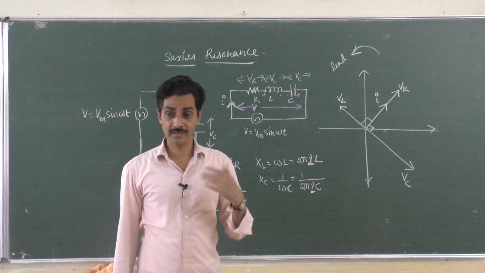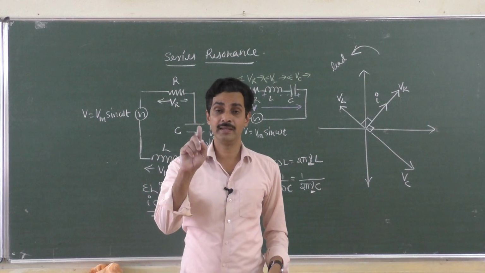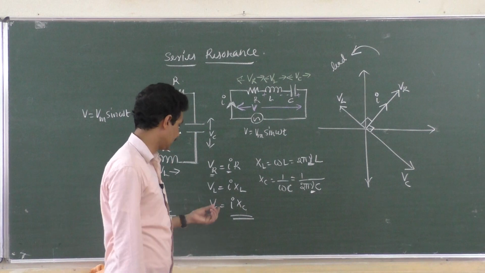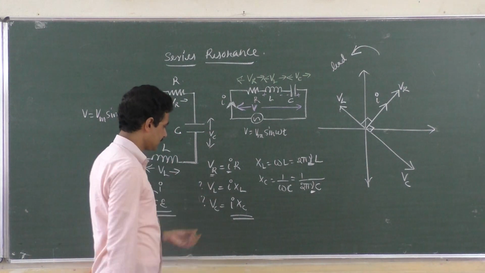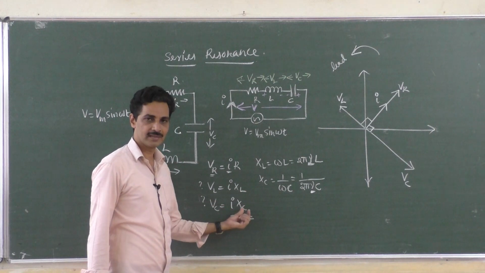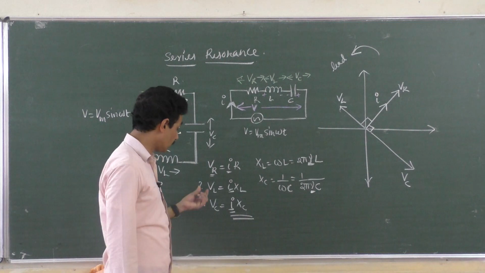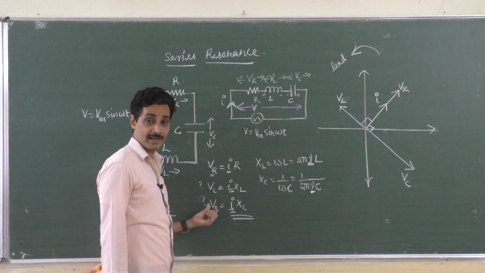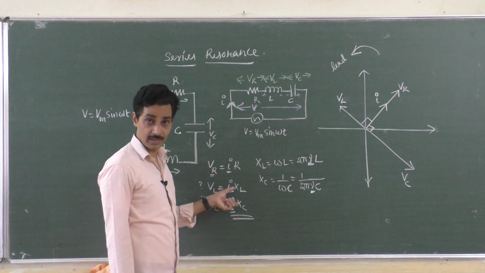Whether the voltage across L or C is greater, or how much, is decided by the product I into XL, I into XC, isn't it? Voltage across L and voltage across C, who is greater among these two? It is decided by I into XL or I into XC. I is common for both because they are in series. That means which voltage across L and C is greater is decided by XL or XC. Which is greater, XL or XC?